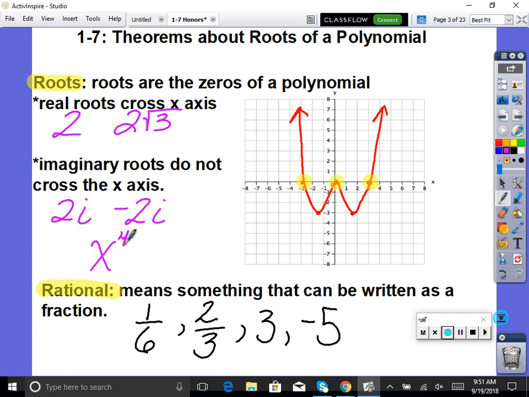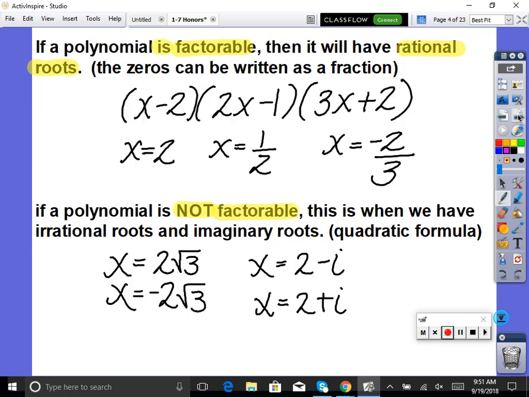Okay, good. Now rational. The word rational means something that can be written as a fraction. So these are all rational numbers right here: 1/6, 2/3, 3, and negative 5. Because they can all technically be written as a fraction. Rational roots. So let's say these are solutions. These would be called rational solutions, rational roots, because they're solutions that can be written as a fraction. Does everybody understand? Okay, cool.